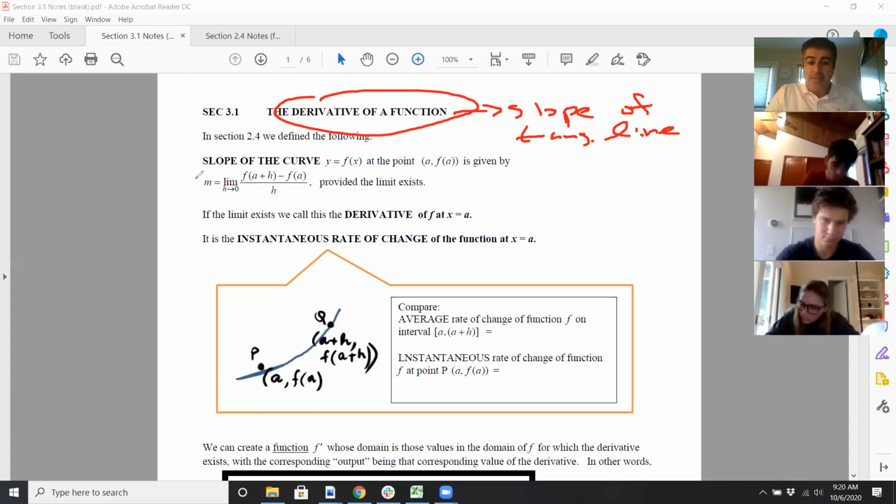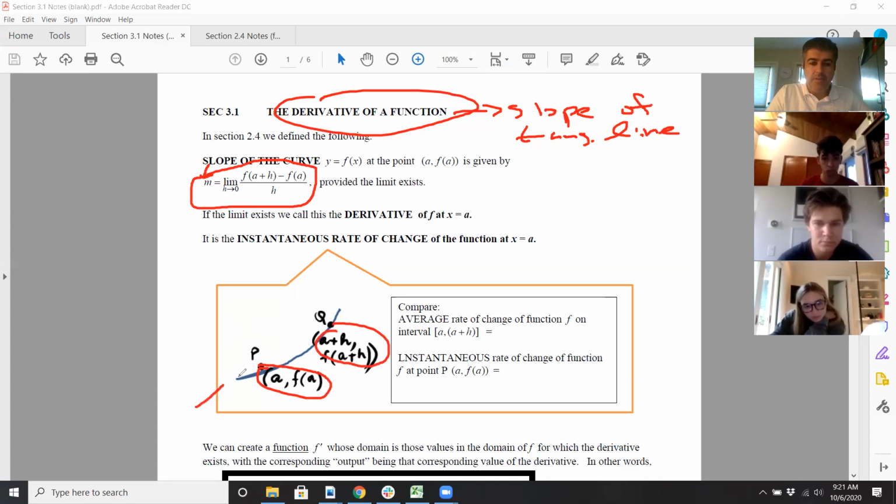And we define it as this. Remember, m is slope, right? That's the letter we've used all along since you guys started doing algebra. And we have a weird expression. Remember, f of a is right here, a comma f of a, and a plus h comma f of a plus h is right there. You have P and Q. If you draw a line through those 2 points, that's a secant line.